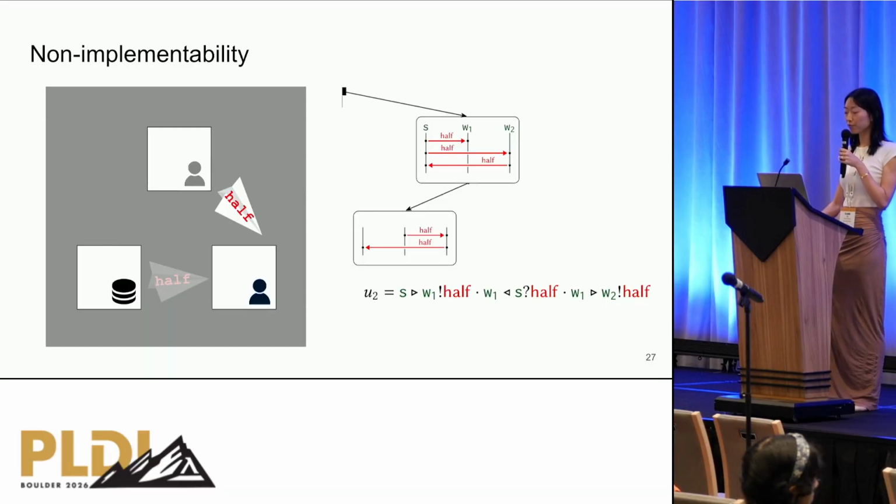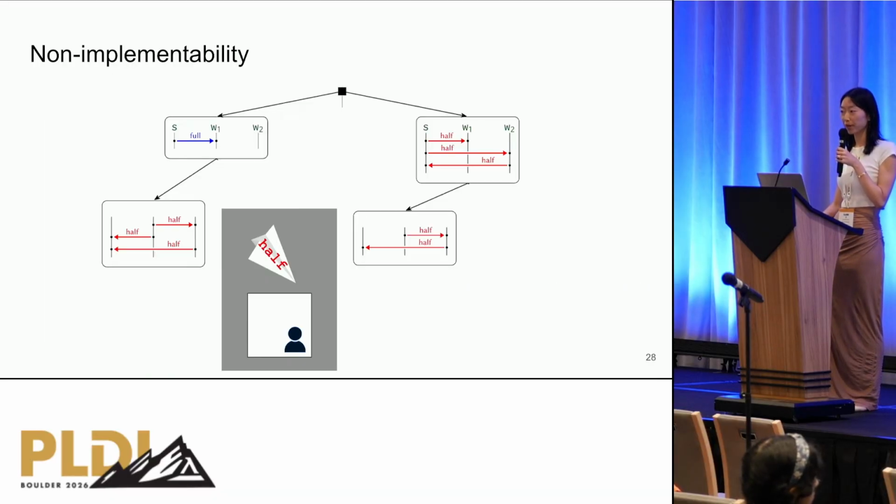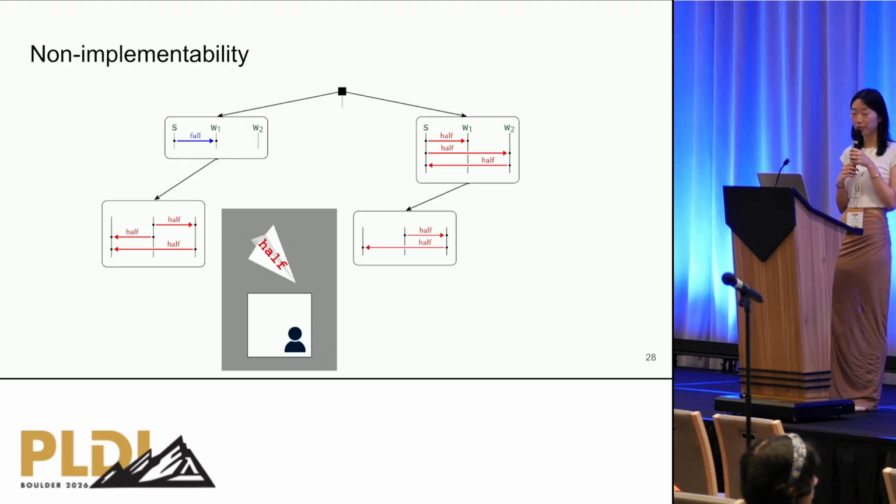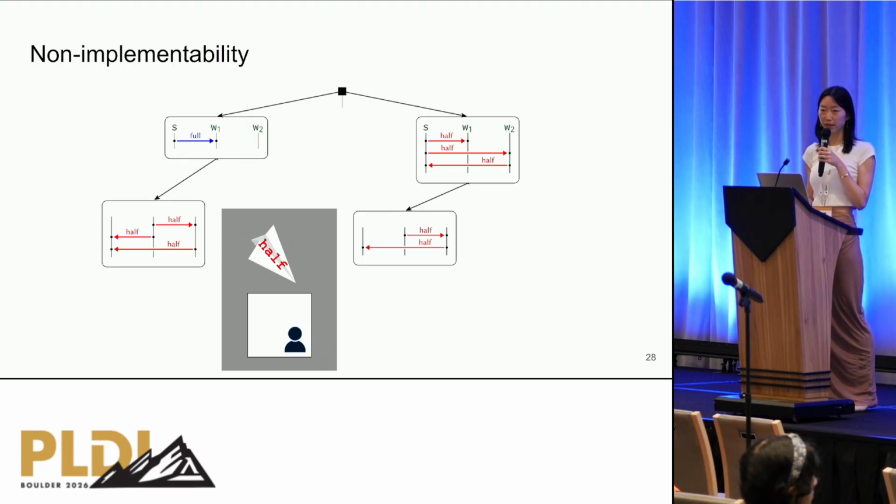From the perspective of worker 2, these two branches are identical. The only thing that worker 2 can observe is that there is a half message from worker 1 that is available in its channel for it to receive.